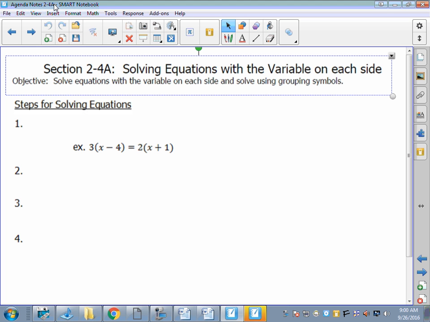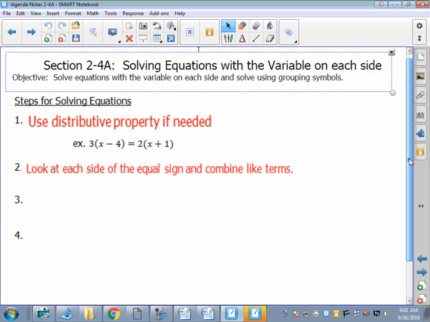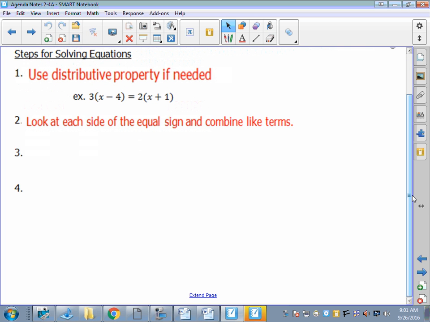Steps for solving equations. I didn't mention this before because we didn't need to in section 2-3 when we just had multi-step equations. We're going to use the distributive property if needed. Notice this problem: I've got 3 with a parenthesis x minus 4, 2 with a parenthesis x plus 1. So we would distribute, get rid of parentheses. Look at each side of the equation and combine like terms. You can't combine across the equal sign, but you certainly can combine when they are on the same side of the equal sign. So I'm even going to put a little shade up so you only look at one side.